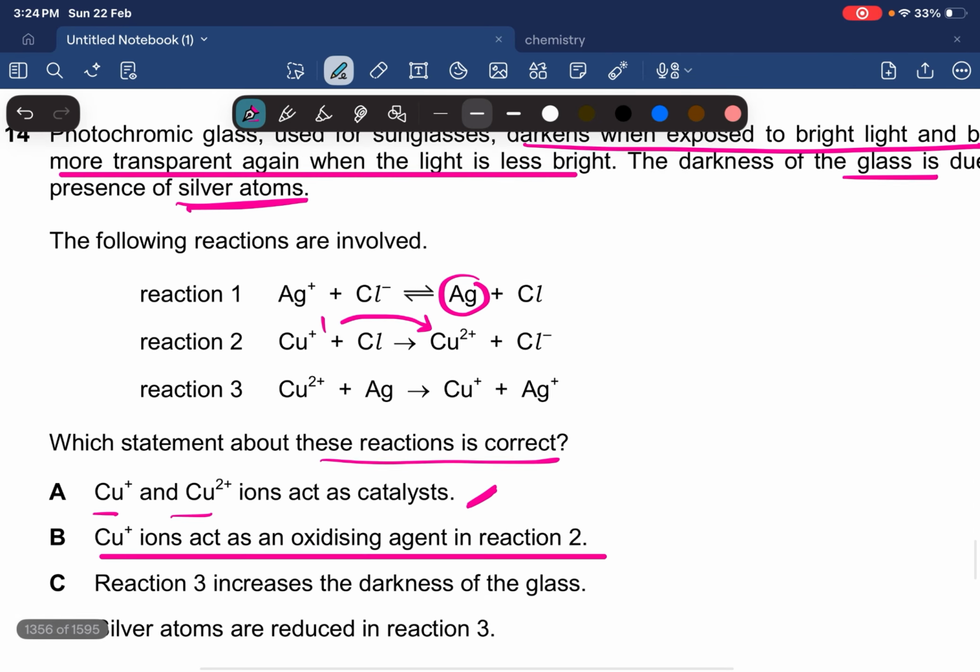Cross. Reaction 3 increases the darkness of the glass. Reaction 3 is producing silver ions. The darkness of the glass is because of the silver atoms. So reaction 1 is going to increase it, not reaction 3.